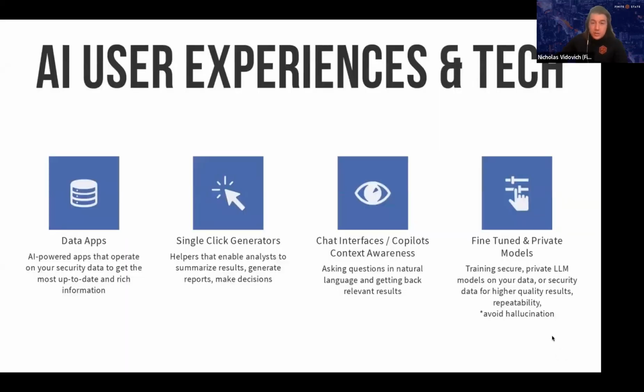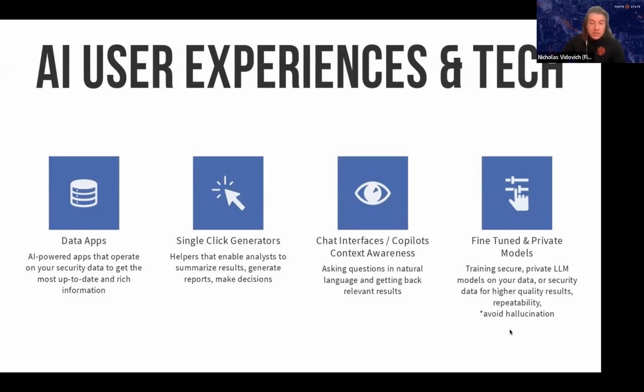The types of user experiences that we can expect to see are going to start looking like what you're seeing in other apps, quite frankly. We've got this concept of actually using AI-powered apps to operate on your security data, being able to use single-click generators to help analysts summarize or generate reports, or generate the comments that they want to put on a specific case they're looking at.